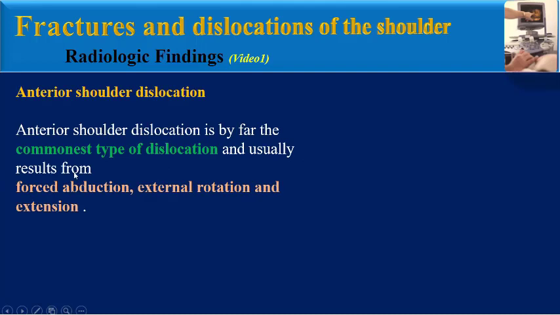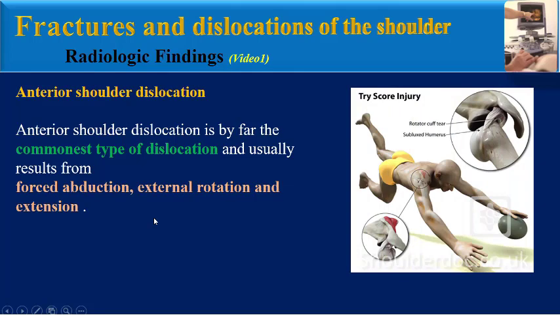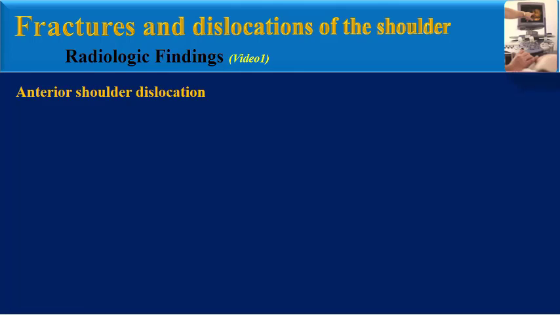Anterior shoulder dislocation is by far the commonest type of dislocation and usually results from forced abduction, external rotation, and extension. What is the epidemiology of this lesion?